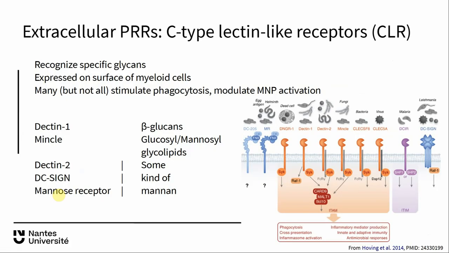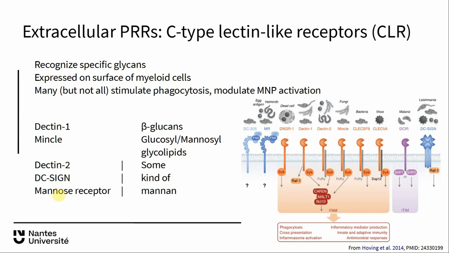Okay, so C-type lectin-like receptors, the CLRs. Lectins are proteins that can bind to glycans, so they are going to be recognizing specific glycans. They're expressed on the surface of myeloid cells, and most of them will stimulate phagocytosis and mononuclear phagocyte activation. So, for example, you have dectin-1, which recognizes beta-glucans. So this is a specific disaccharide motif that is not present in vertebrate cells, present only on yeast and fungi. And then for the rest of them, MINCLE, dectin-2, DC-SIGN, the mannose receptor, often there's some kind of mannan, some kind of mannose being the key element for the recognition.